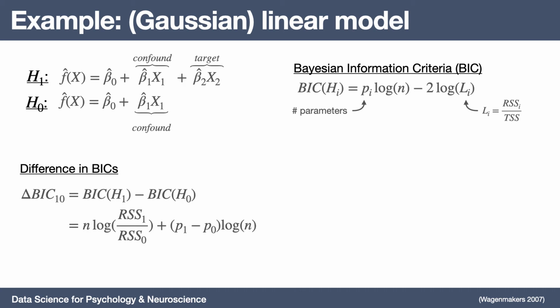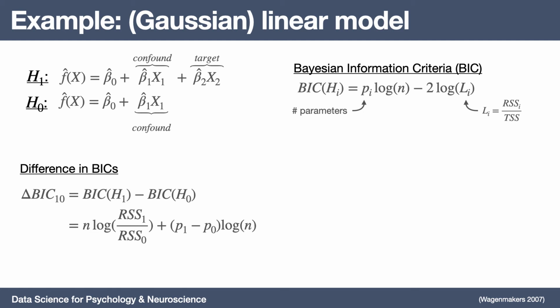Now notice I'm inverting the order here. So I'm showing delta BIC 1, 0. That'll get important in a minute. Another way of saying this is it's the same thing as taking n number of observations times the log of the residual sums of squares for the alternative hypothesis over the residual sums of squares for the null hypothesis, plus the difference in model parameters. So your alternative model, which is the more complex one, has a p of 1, in this case 2, minus the number of parameters in your null model, which in this case is 1, times the log of the number of observations.